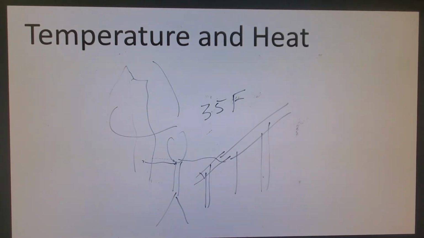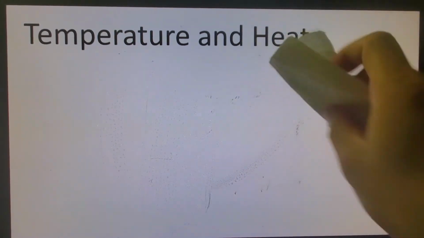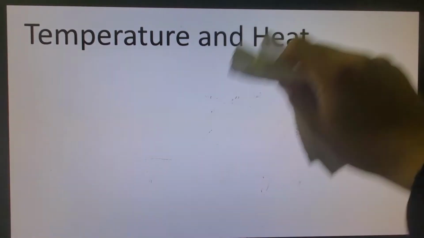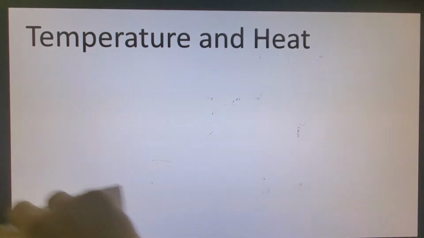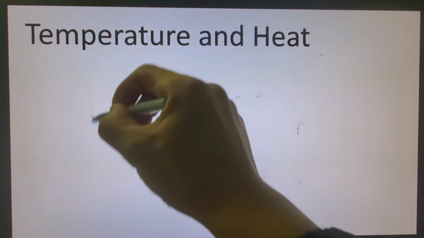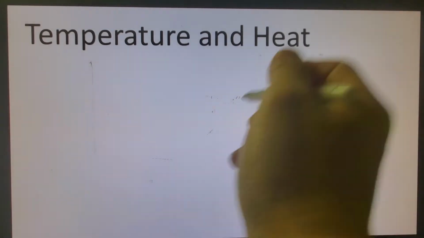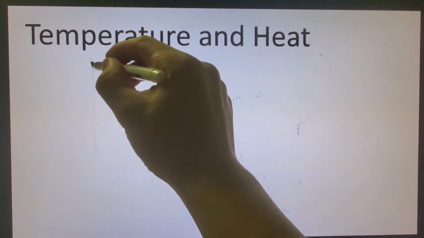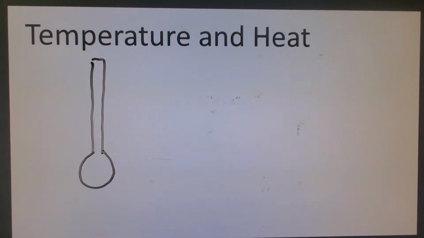That is very abstract. Let's make it simple. How do we measure the temperature? Well, the easy answer is by using a thermometer. So I'm going to show you how some of the thermometers work. Okay, the most common one that you see is you have a container that holds some liquid inside.